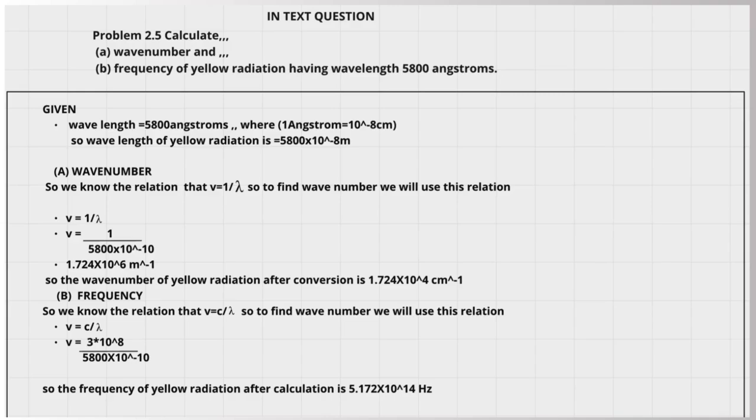Frequency, nu, is equal to c divided by lambda, nu equal to 3 into 10 raised to the power 8 upon 5,800 into 10 raised to the power minus 10 meter. So after division, the frequency, nu, of yellow radiation is equal to 5.172 into 10 raised to the power 14 per second. Now we will do the next question in next lecture.